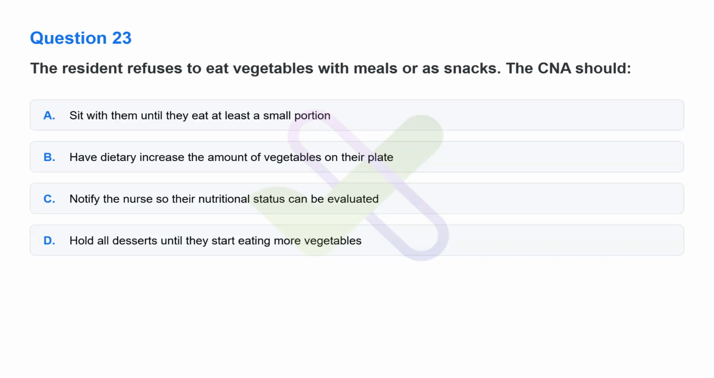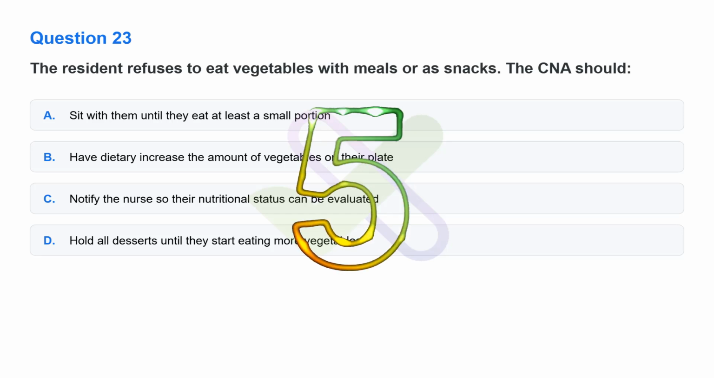The resident refuses to eat vegetables with meals or as snacks. The CNA should A, sit with them until they eat at least a small portion. B, Have Dietary increase the amount of vegetables on their plate. C, Notify the nurse so their nutritional status can be evaluated. D, Hold all desserts until they start eating more vegetables.